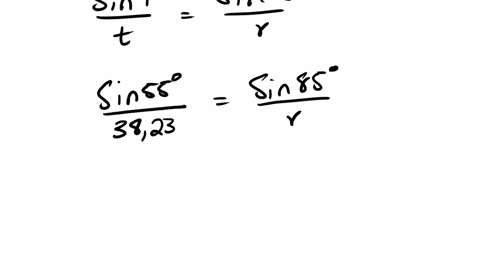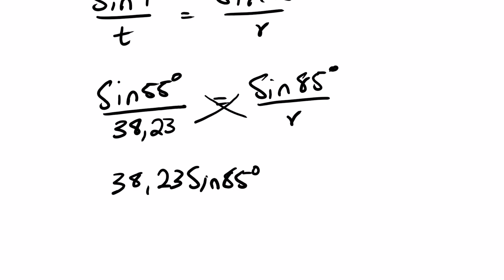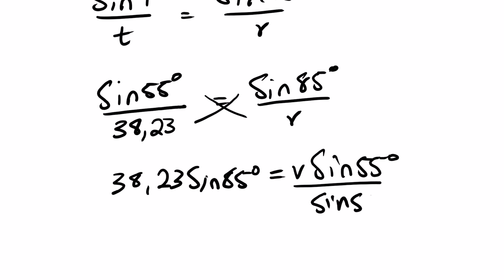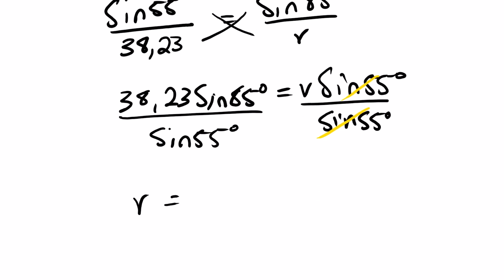Then from here we cross multiply. We have 38.23 sine 85 equals r sine 55. Then we divide both sides by sine 55. This will result in 1. Then we are left with r equals 38.23 sine 85 divided by sine 55. The answer is 46.49 meters.